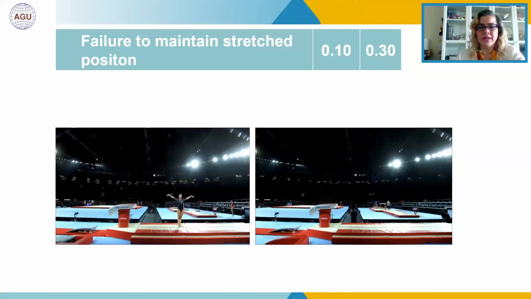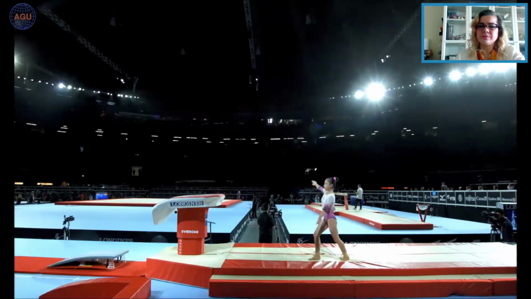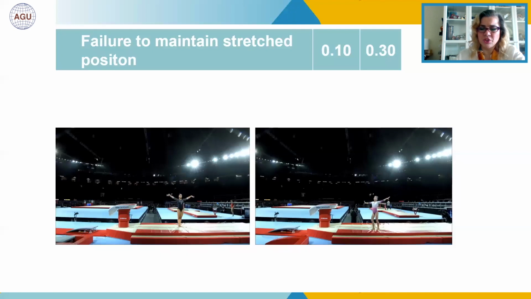Okay, here and in the second example. As you could see, she had more deduction for failure to maintain the stretched body, which is piking too early, 0.3.